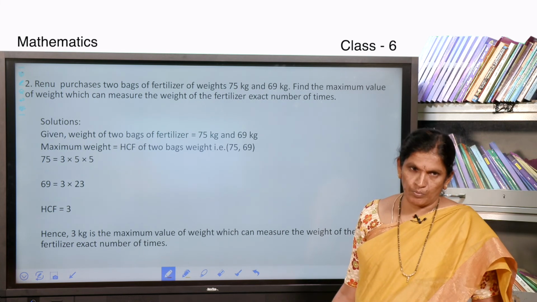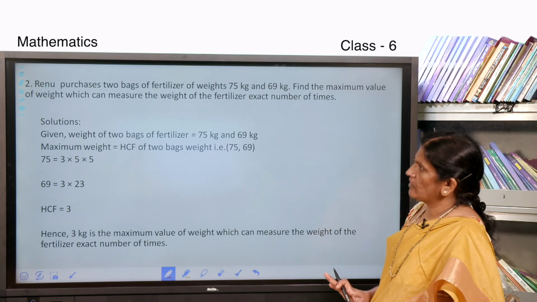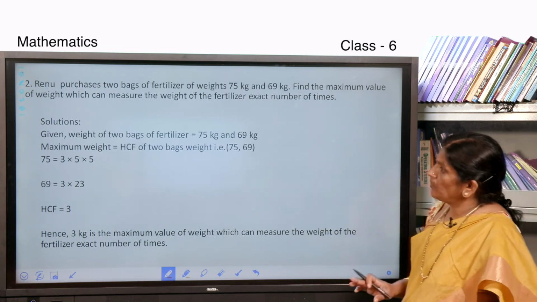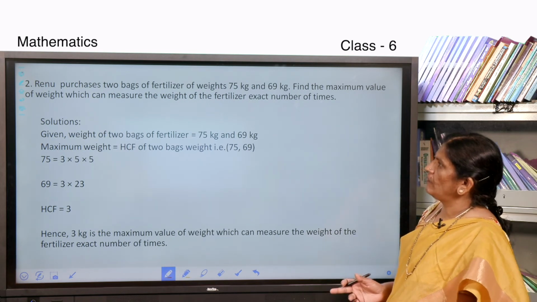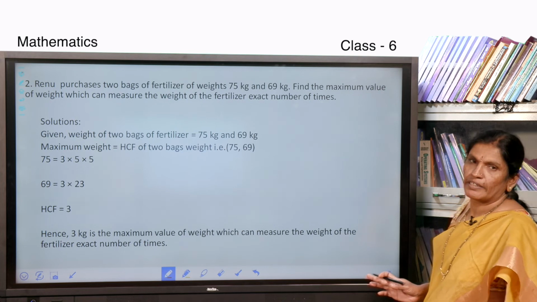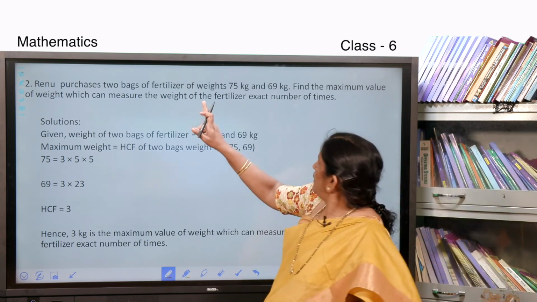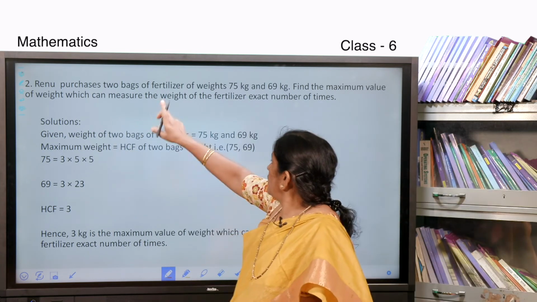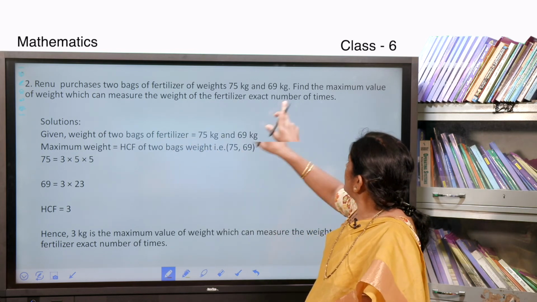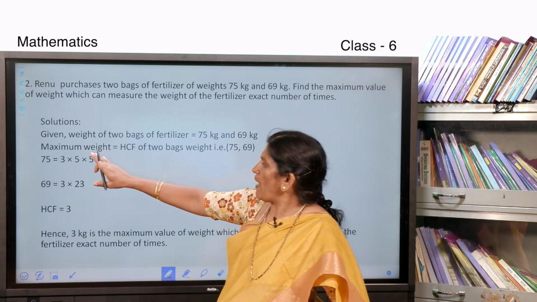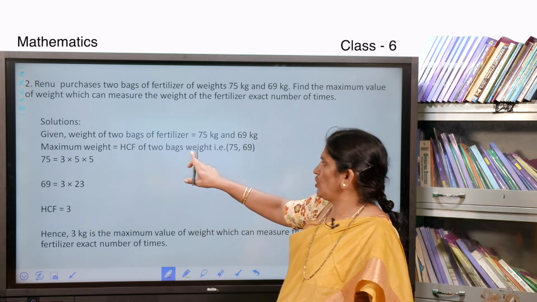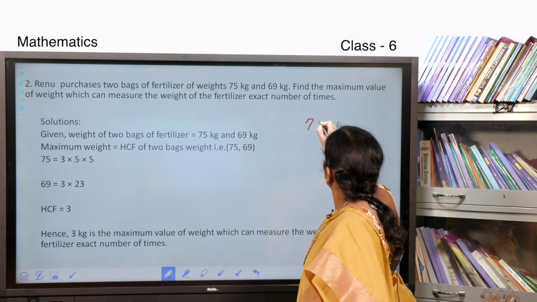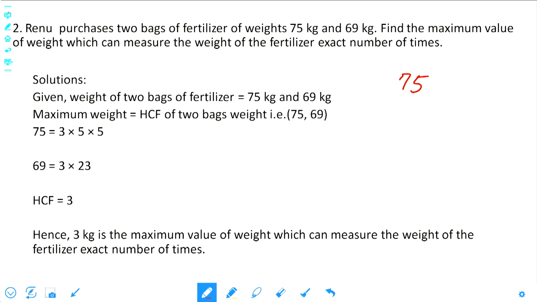Come to next word problem, children. Reno purchases 2 bags of fertilizer of weights 75 kg and 69 kg. Find the maximum value of weight which can measure the weight of the fertilizer an exact number of times. Here the word maximum itself shows that we need to find HCF. They given in the question weight of 2 bags of fertilizer is 75 kg and 69 kg. So, maximum weight is equal to HCF of these 2 bags weight, that is 75 and 69. So, factors of 75 and 69.